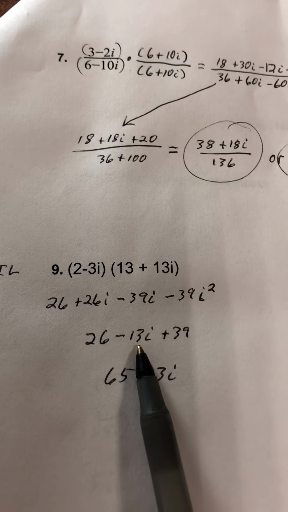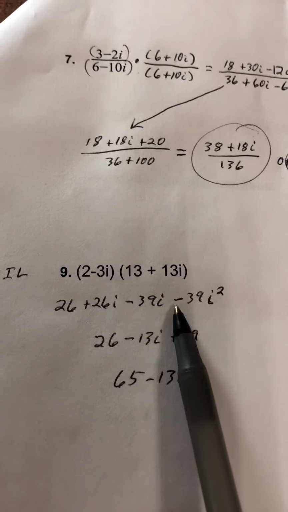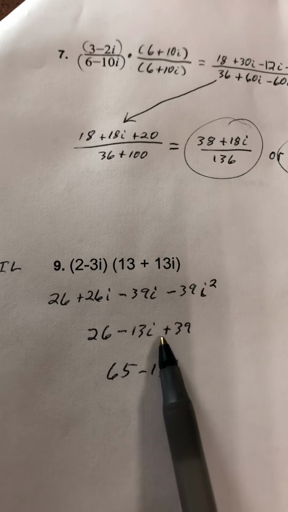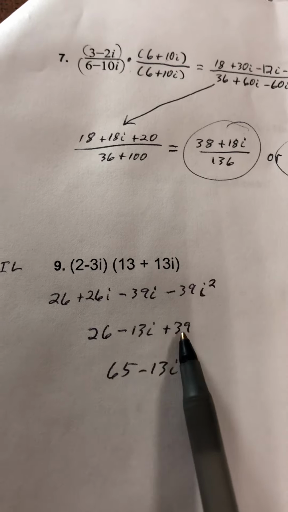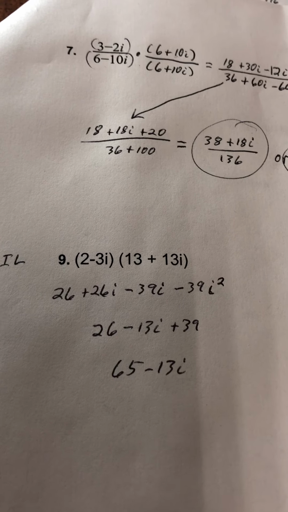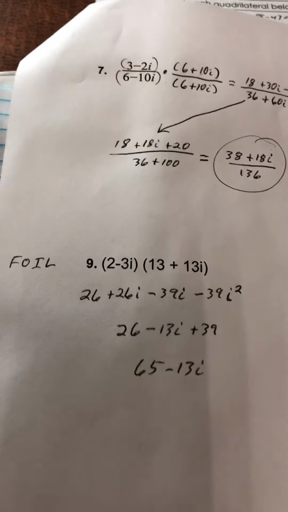I combine my like terms. That i squared turns this into, it's like -39 times -1, so that's going to make it into a positive 39. I combine those like terms, and I'm done with 65 minus 13i. Hope this helps, and good luck with the even ones.